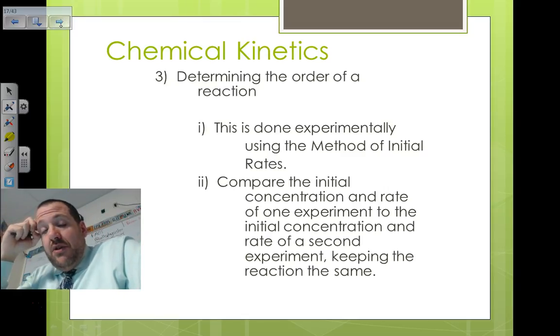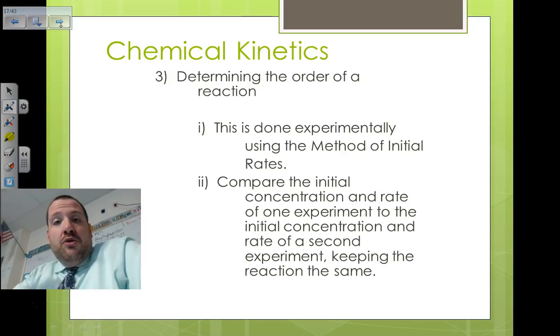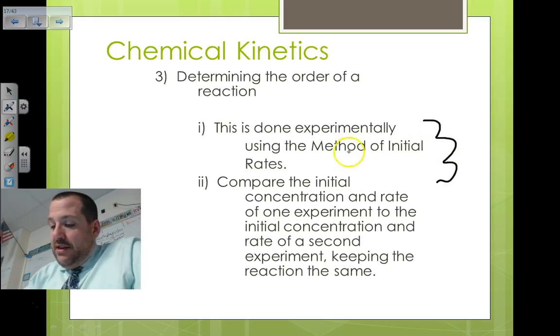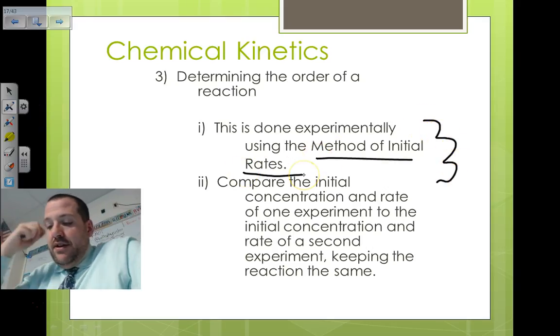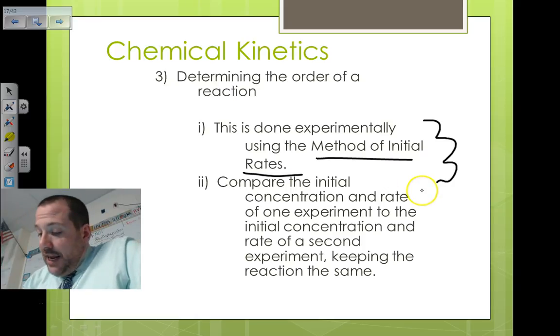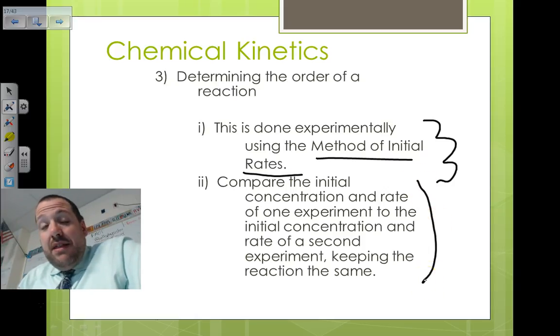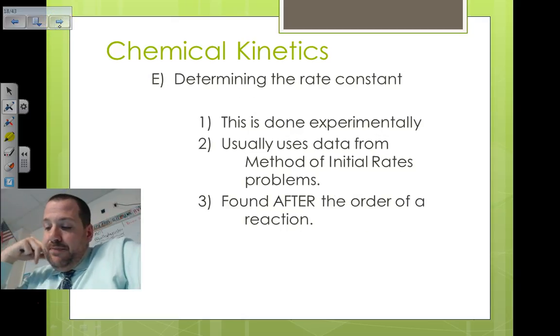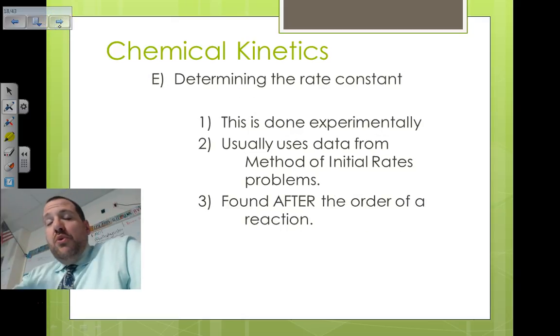Now usually in order to determine the orders of the reaction, we have to do this experimentally. And you are going to see this 9 times out of 10, maybe even more than that, done using the method of initial rates. Okay? I kind of explain here what the method of initial rates is, but I think the more powerful thing is actually going through sample problems so you know how we do it. We'll do the sample in the next slide, but lastly, before we do the sample, let's talk about the rate constant.